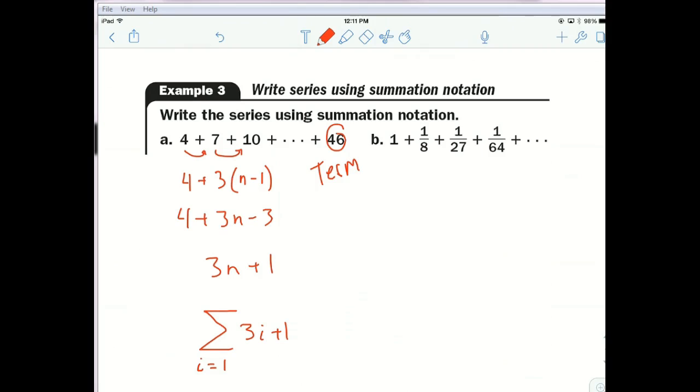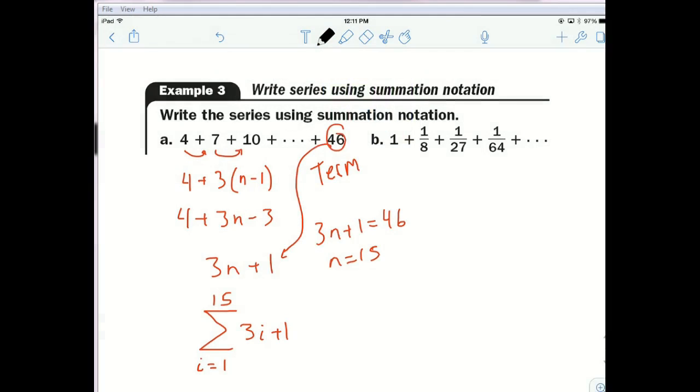So which term is this? Well, we can just plug that in right here. 3n plus 1, and we can set it equal to 46, and we can solve. Subtract 1, divide by 3, n is 15. So you're summing up the first 15 terms. And that's how we can take this long sum and write it using summation notation, just a shortcut abbreviated version.